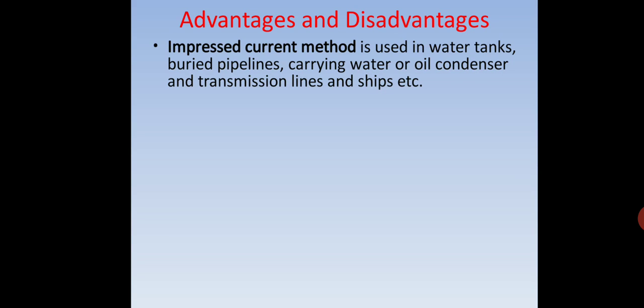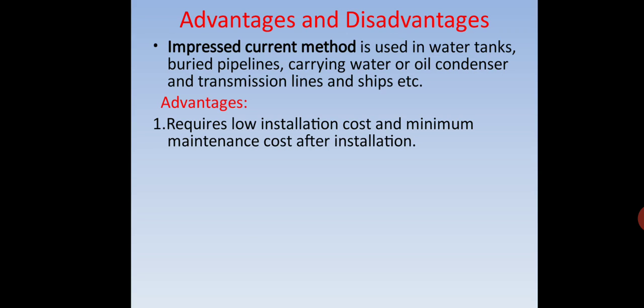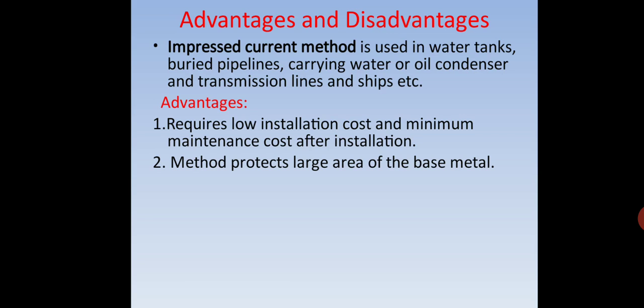So then what are the advantages and disadvantages of this method? Let us see. The impressed current method is used in water tanks, buried pipelines carrying water or oil, condensers and transmission lines and ships, etc. Advantages: requires low installation cost and minimum maintenance cost after installation. The method protects a large area of the base metal. Here base metal is nothing but the metal to be protected.